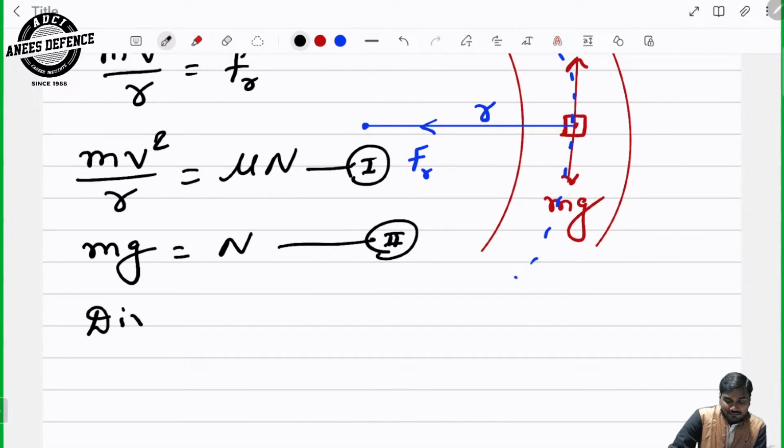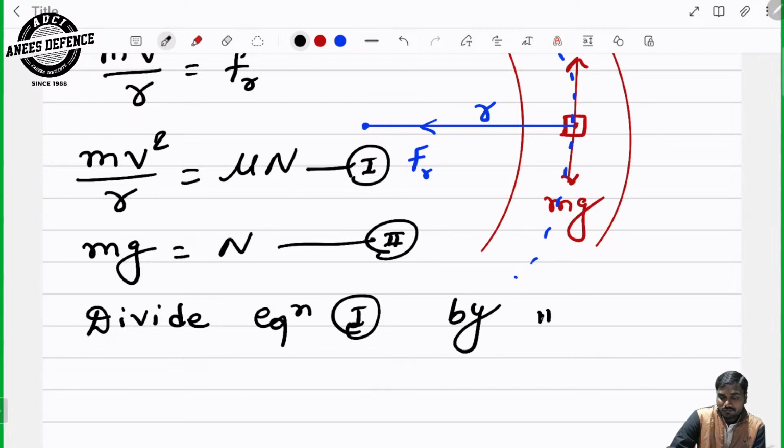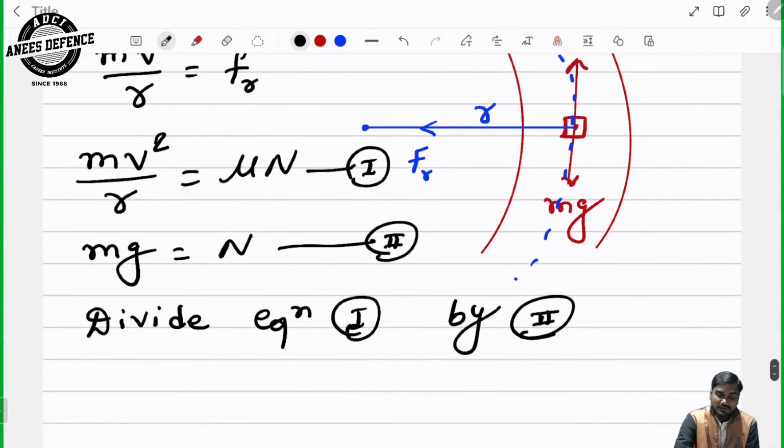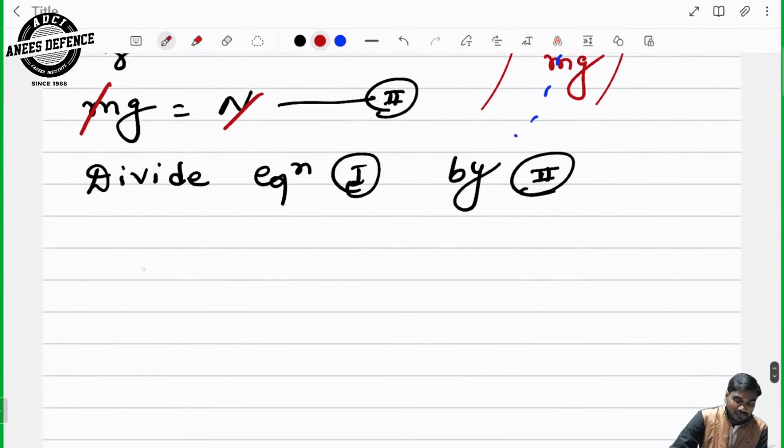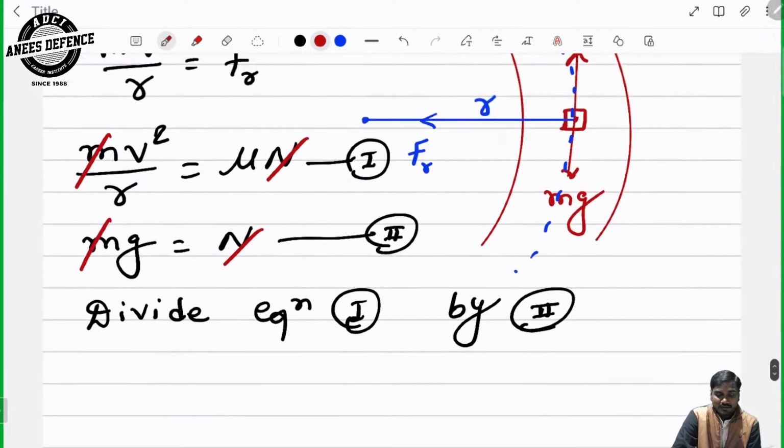Divide equation 1 by 2. What you are getting? Mass cancel. Normal reaction cancel. V square upon Rg is equal to mu. Very good. Listen.